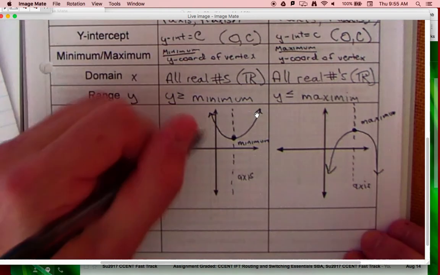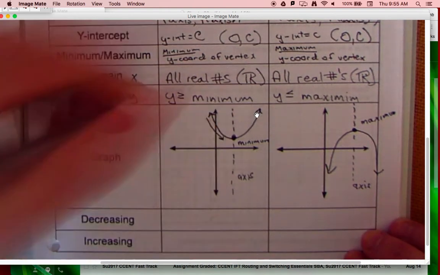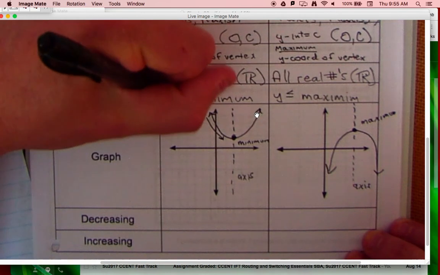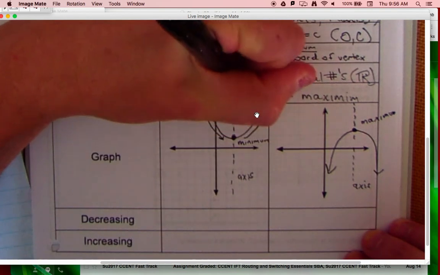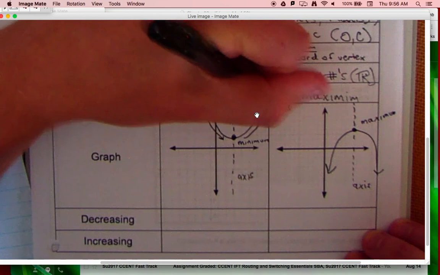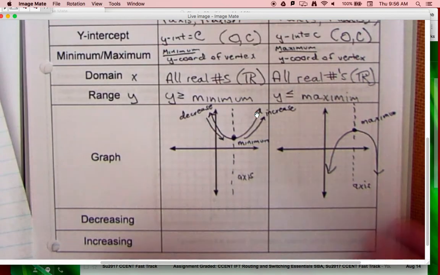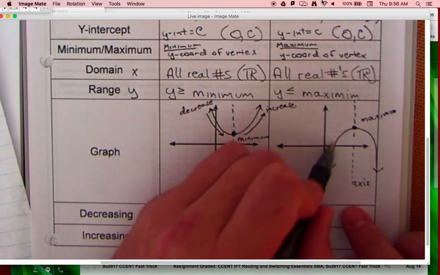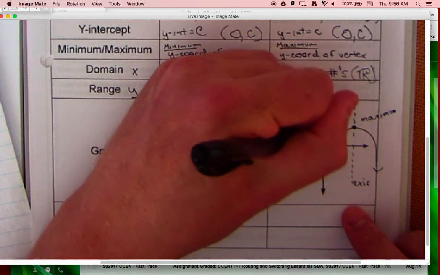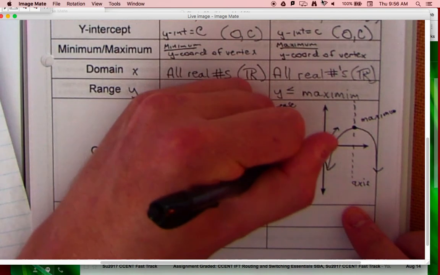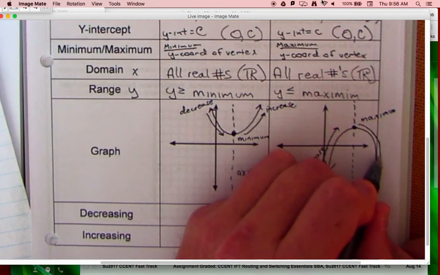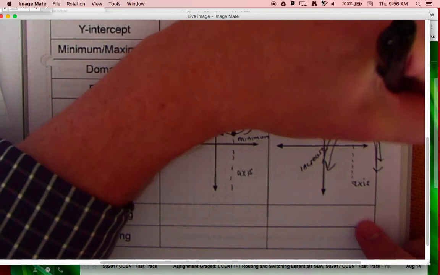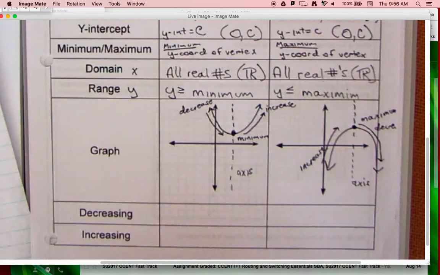So this piece right here, that is decreasing, so I'll just write decrease for short. And you can see right here, it's increasing, because it's going upward. Looking here, going from left to right, this is going upward, so here I have increasing. And then I get to the axis of symmetry, or my maximum, and it's decreasing. I'm just going to abbreviate that because I ran out of room.